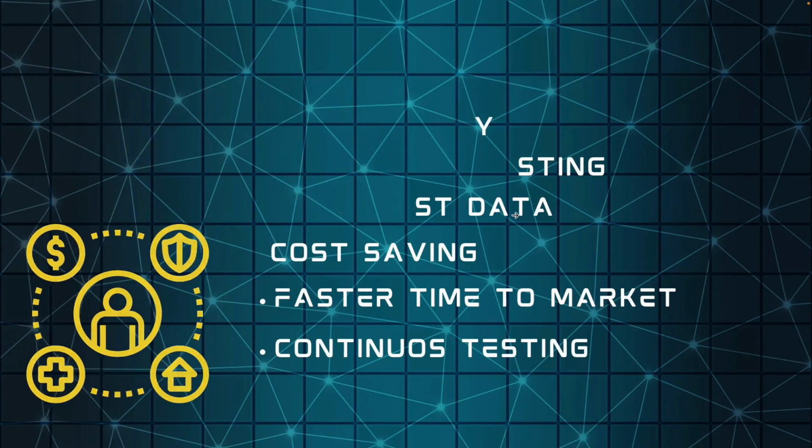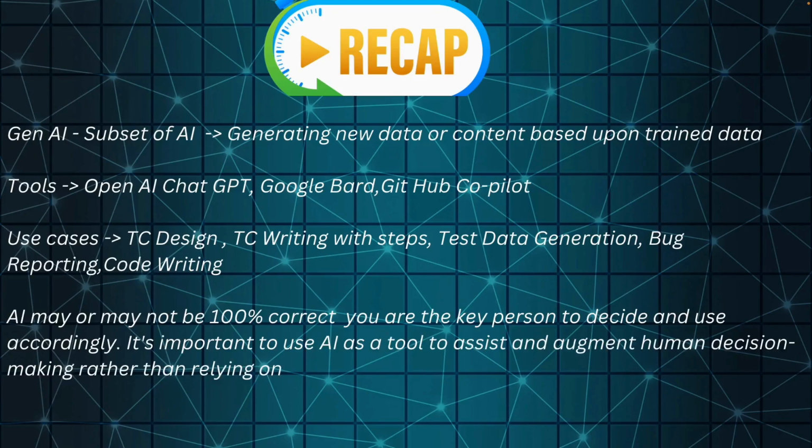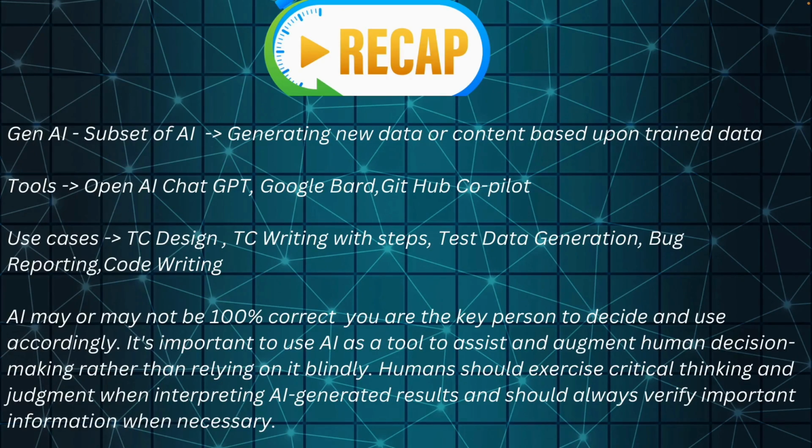Okay, so now let's recap what we have done till now. Generative AI is nothing but a subset of AI, and it always tries to generate new data or content based upon the trained data. Then the tools that we discussed: OpenAI ChatGPT, then Google Bard, then GitHub Copilot. Then the use cases that we discussed: test case design, test case writing with steps, test data generation, and bug reporting, as well as some code writing we observed in IntelliJ with the help of GitHub Copilot.